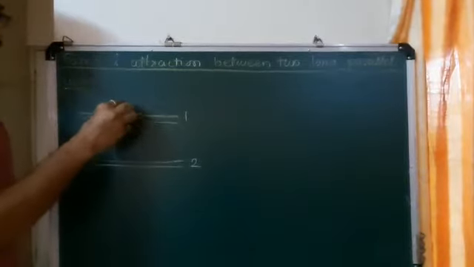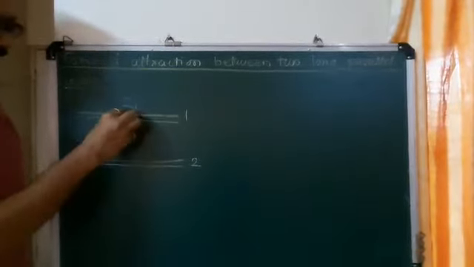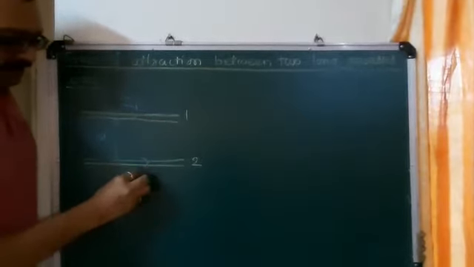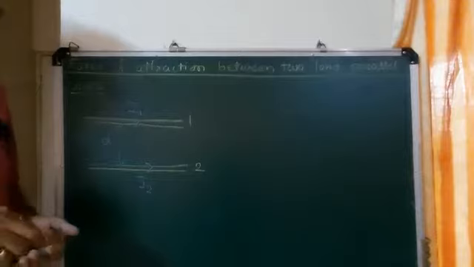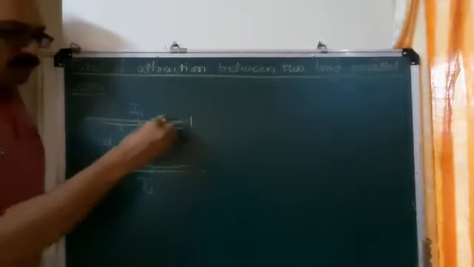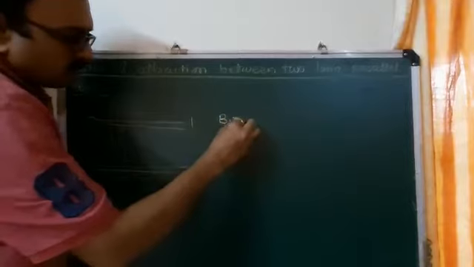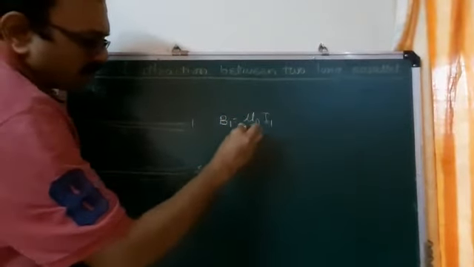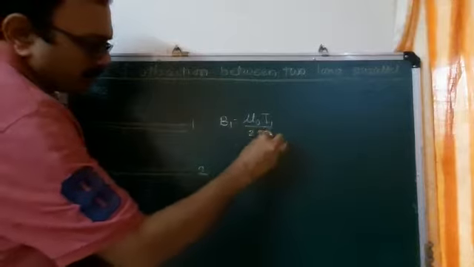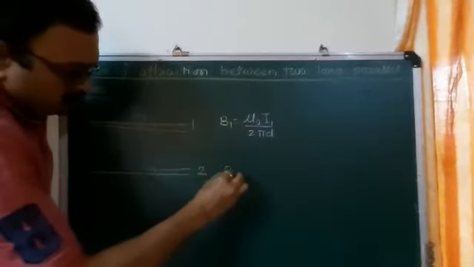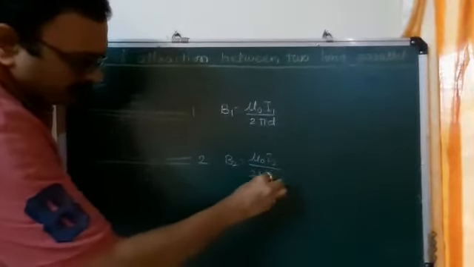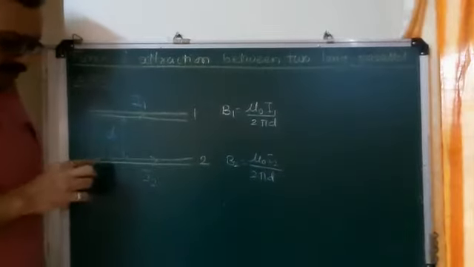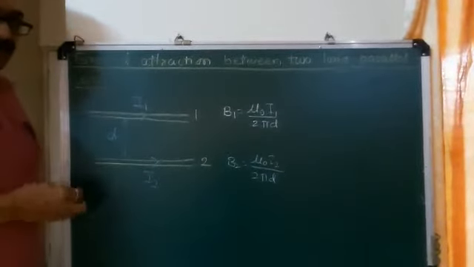Let the current through the first wire be I1 and the current through the second wire be I2. Both the wires are at a distance d. The magnetic induction produced by the first wire is B1 = mu 0 I1 upon 2 pi d, and B2 = mu 0 I2 upon 2 pi d. These are the magnetic fields of induction produced by the first and second wire respectively.